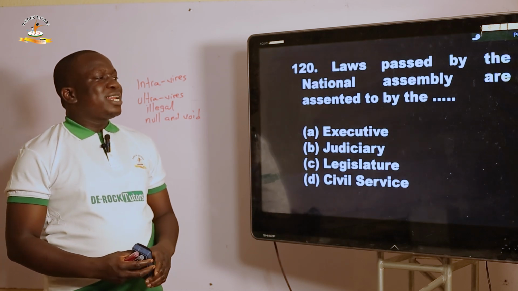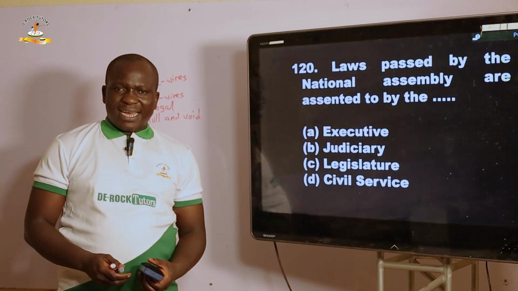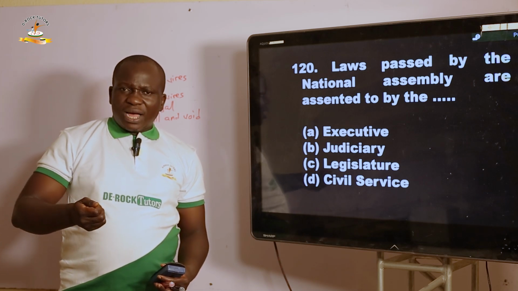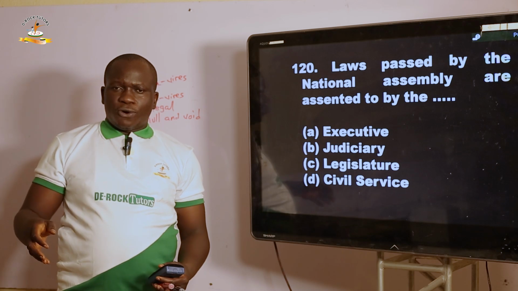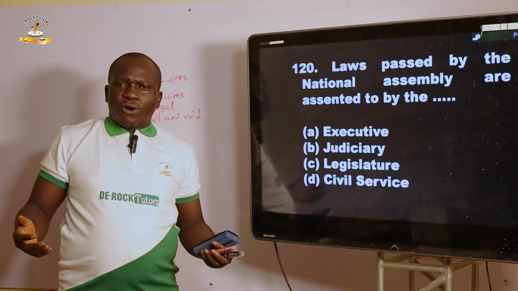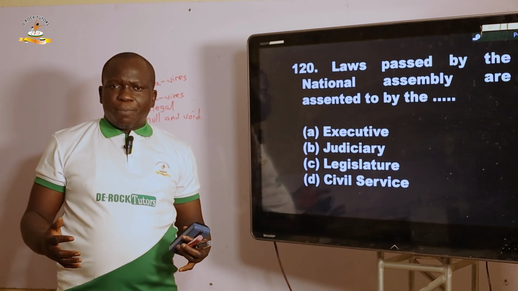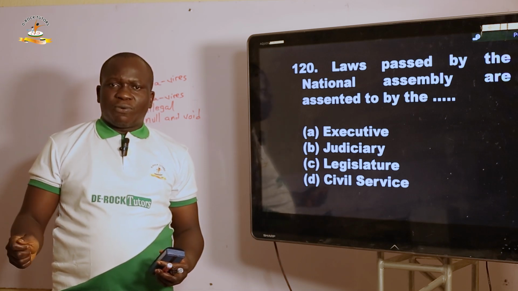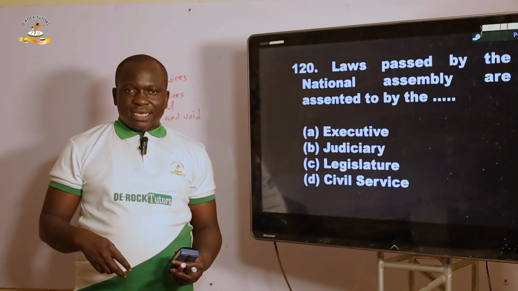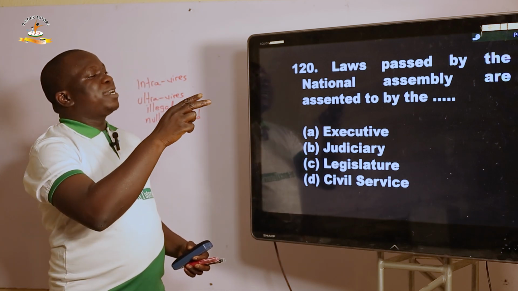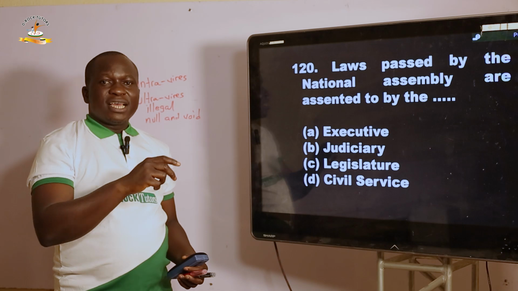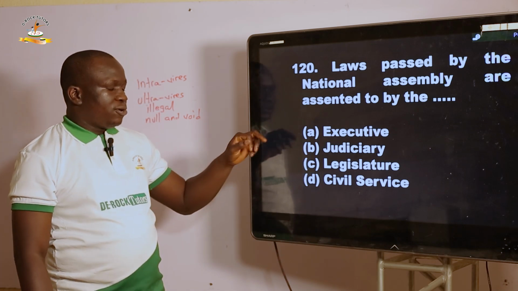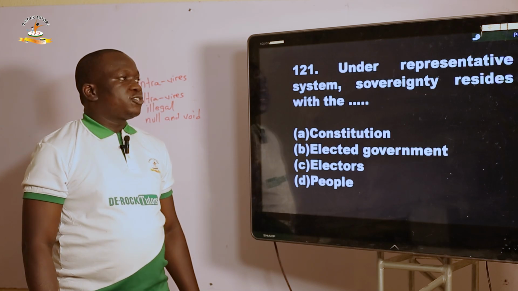Laws passed by the National Assembly are assented to by the dash. Now, there is a concept in government called assent. Assent refers to approval that converts a bill into law. When the legislature makes a law in Nigeria, or when they deliberate on a bill, that bill is forwarded to the executive president for his signature, for his approval. That approval is called assent. Now, laws passed by the National Assembly are assented to by the dash. That's by the president, who is the head of the executive. So the correct answer here is option A. Now to the next question.